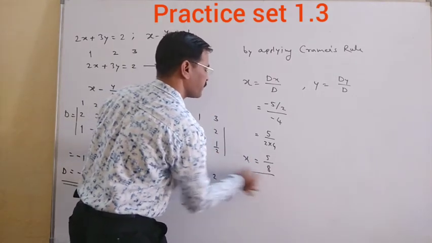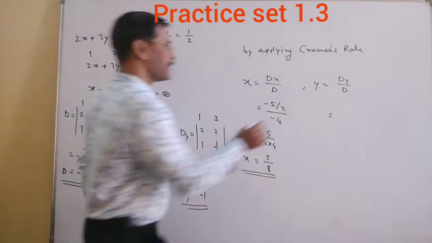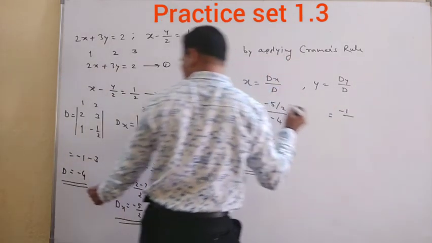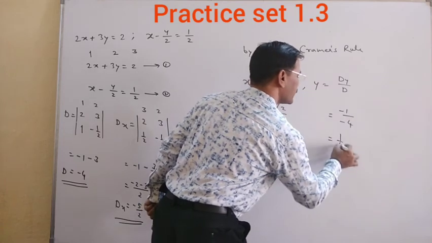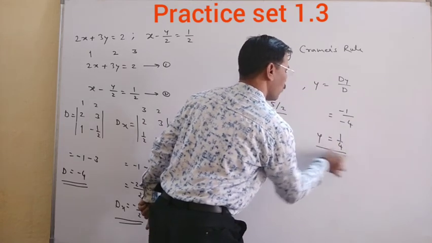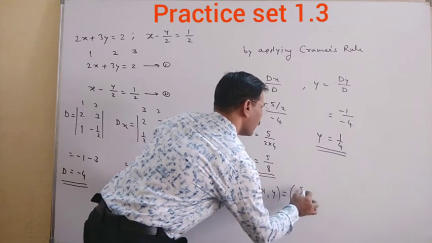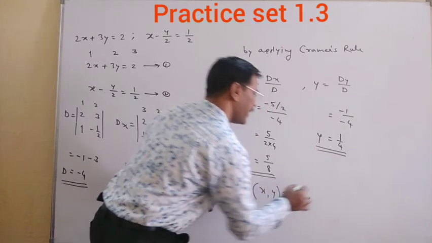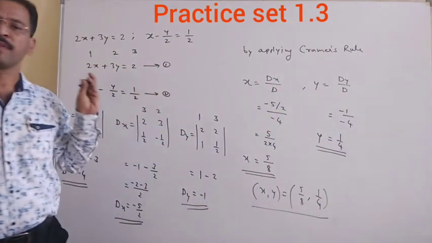This is x. Okay. And that side, what about Dy? That is minus 1. And what about D? Which is again minus 4. So both minus getting cancelled. Here it is 1 by 4. This is y. Like this we can find the solution. This is 5 upon 8 and 1 by 4. Understand, friends? Okay?